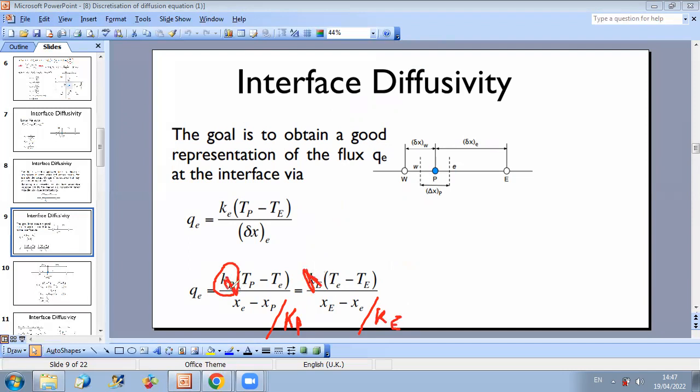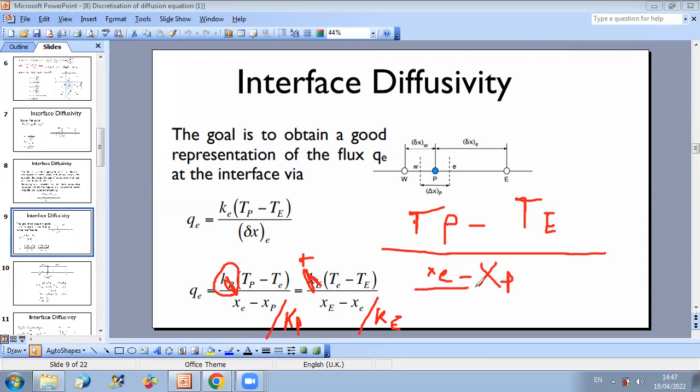You know why they did this? غيروا محل الـ K بس يعملوا الـ addition A plus B over C plus D. الـ TE will cancel out in this case. يعني when you do the addition بيطلع لكم in the numerator TP minus TE, over in the denominator you get X east minus XP over the conductivity at point P, plus X east minus X small e على الفيس over KE.